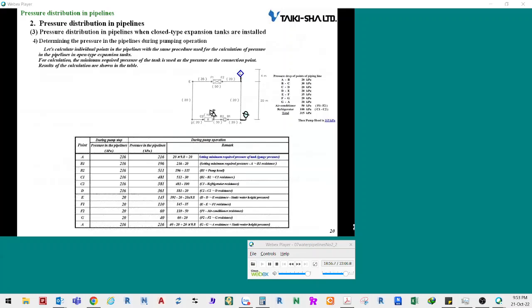Determining the pressure in the pipelines during pumping operation. Let's calculate individual points in the pipelines with the same procedure used for the calculation of pressure in the pipelines in open-type expansion tanks. For calculation, the minimum required pressure of the tank is used as the pressure at the connection point. Results of the calculation are shown in the table.